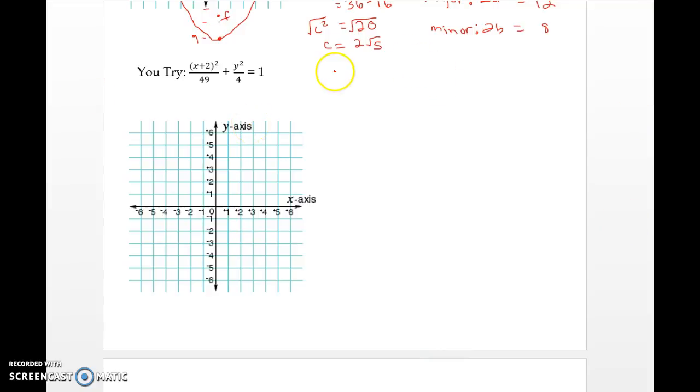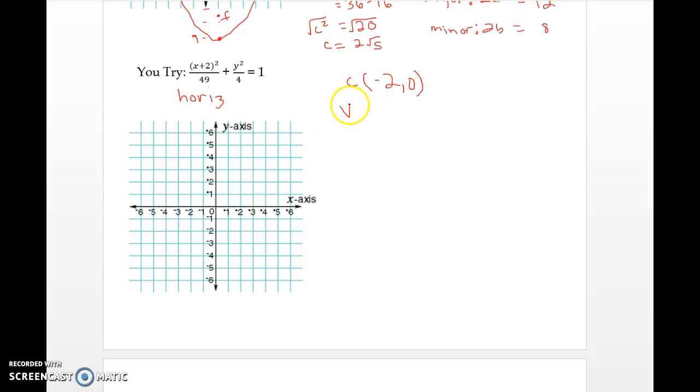Okay, so the first thing we need is to find out, is it vertical or horizontal? Our bigger number a, which is a squared is 49, that's under x, so I know this has got to be horizontal. Then you want to find what your center is, which is negative 2, 0, h, k.